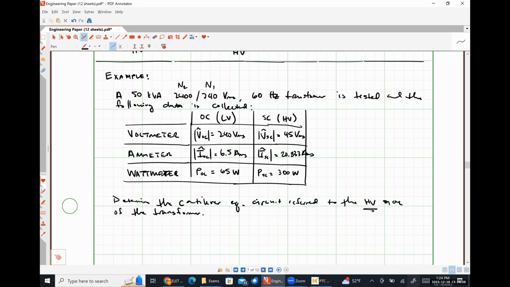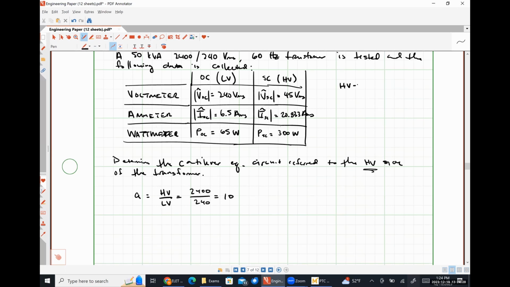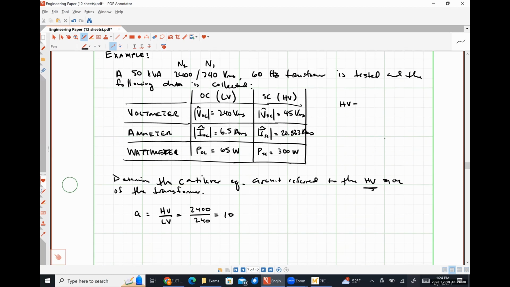All right, so low voltage is primary, high voltage is secondary. Just to be clear here, A is going to be defined as high voltage over low voltage, which is 2400 over 240, which is 10. I'm just going to make a note out here. High voltage is secondary, and we're calling our low voltage our primary.